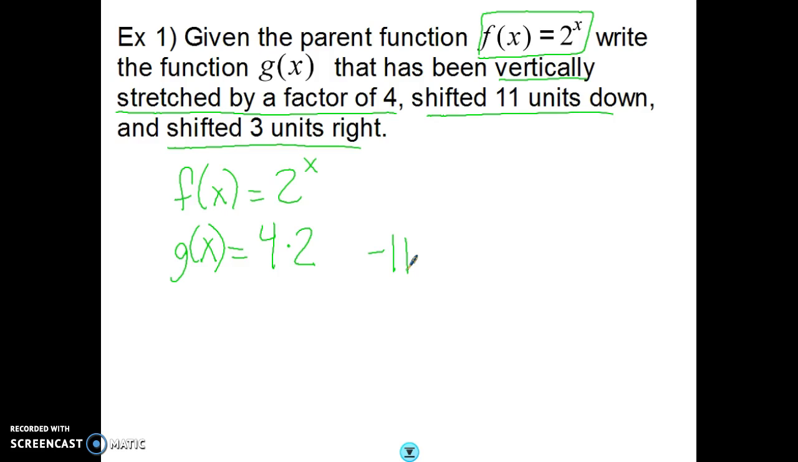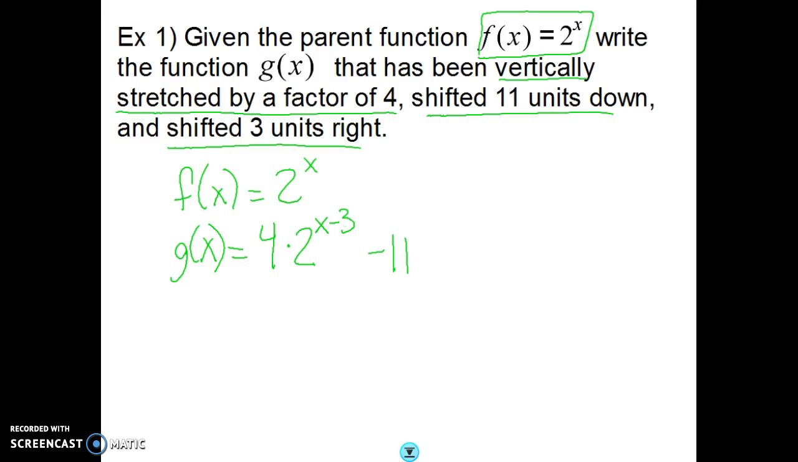The last piece is this horizontal shift, 3 units to the right. So remember, these are the ones that change the parts that are near where x is, right? We have to replace x with x plus or minus something. So in this case, to go 3 units to the right, remember these are the ones that also do the opposite of what you would expect, I have to do x minus 3 instead of just that regular x.